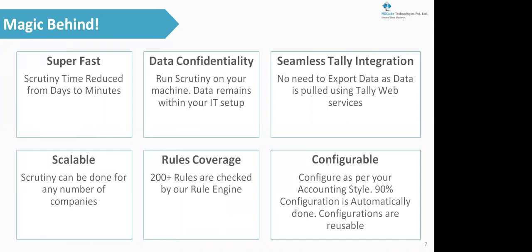Now, what is the magic behind? The software is very, very fast. It reduces time from minutes. For example, I can provide you an example. Last week only, we completed the scrutiny of around 350,000 vouchers and around 72,000 ledgers within 3 hours. Normally, to complete a 100% check-in, it will take around 20 days or 8 to 10 people. But it has completed everything in 3 hours only. So this is very, very fast software.